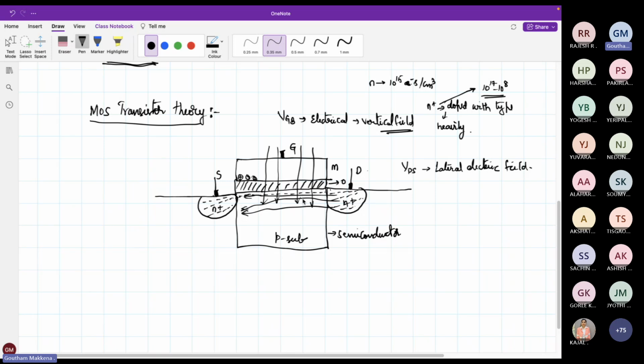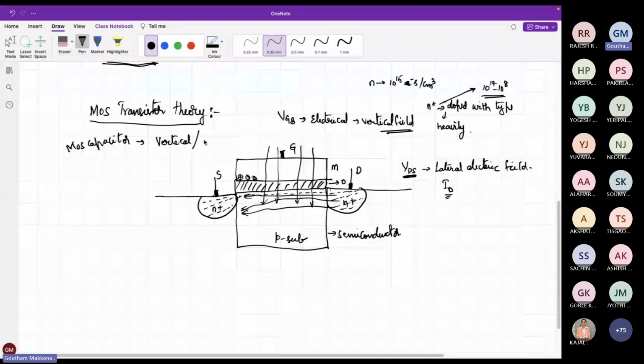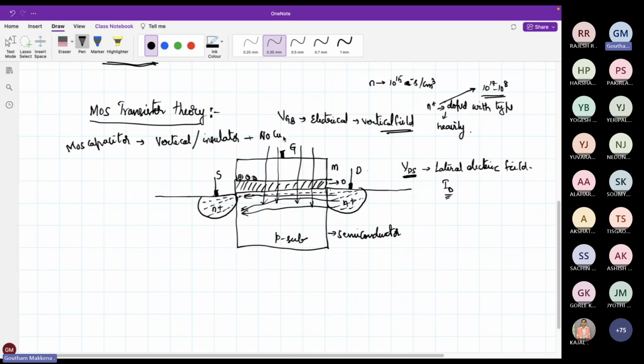There is an electric field and some electrons present in the source can now easily cross over into the drain, thereby forming the current because of the potential difference between the drain and source. That results in a current called ID. If you take the MOS capacitor, I have only the vertical field, and I also have an insulator in between, and because of this, there is no current flow.